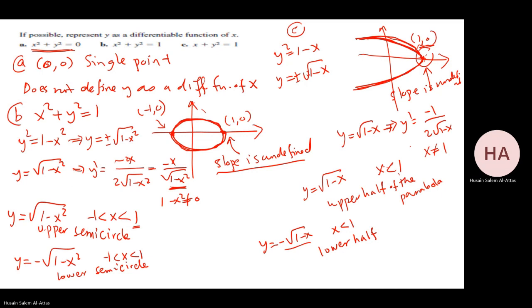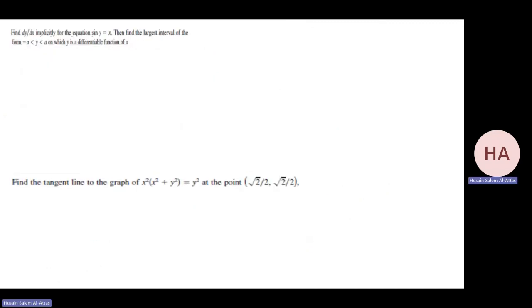Okay. We know that the slope at 1 is undefined, so we cannot make it equal actually, but I split the interval into two intervals. Y equal plus, y equal minus. I cannot make it at the same time. Okay, that will lead us to this question. Sin y equal x, which is the same idea.